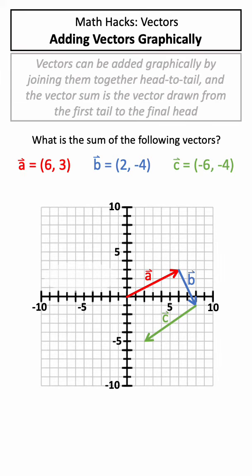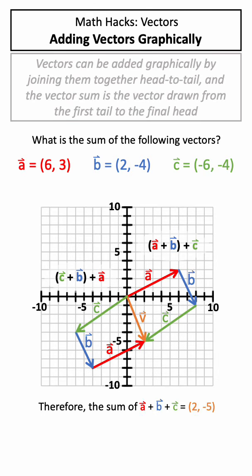Looking back at our previous example, we added A to B and then added C. However, if we did this differently and say added C to B and then added A, you can see in both situations we get the same vector.